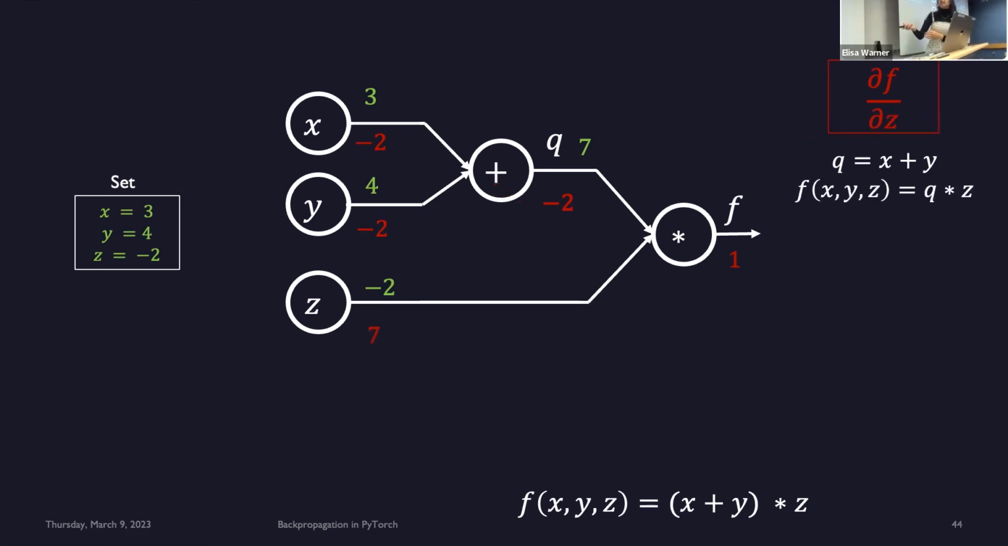And then lastly, we're going to look at z. So f with respect to z. We know that f equals q times z, right? And so the derivative of f with respect to z is going to be just q. So that's what we put here.